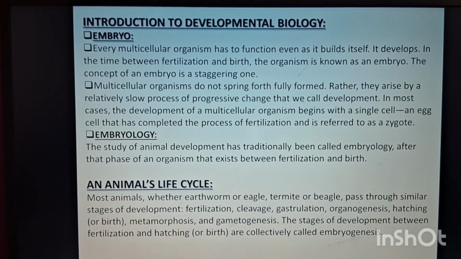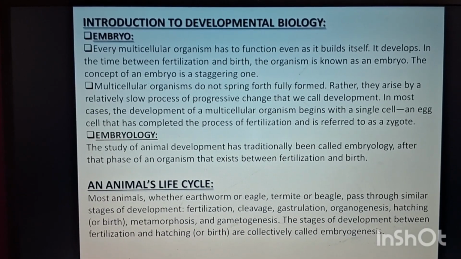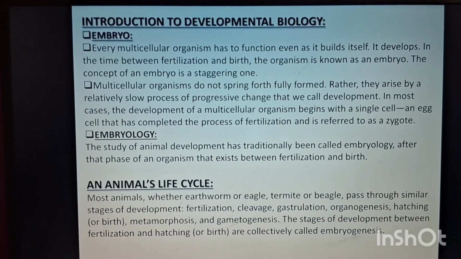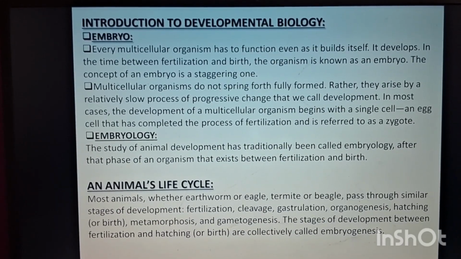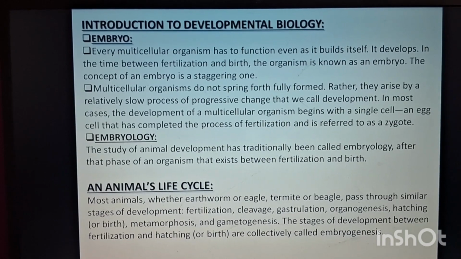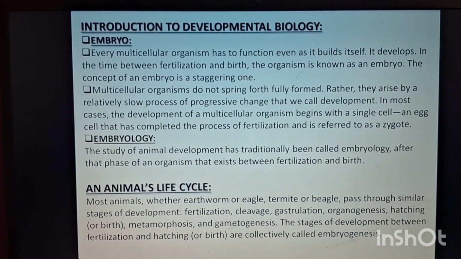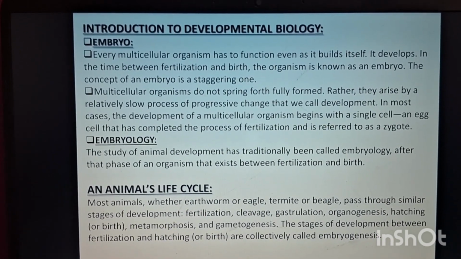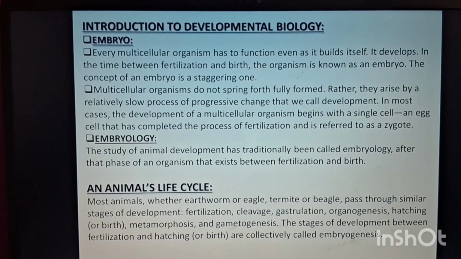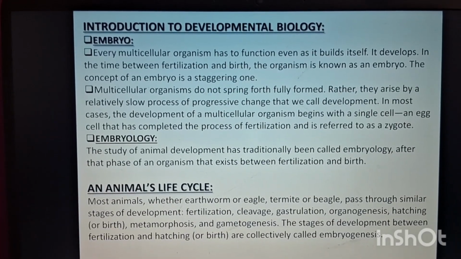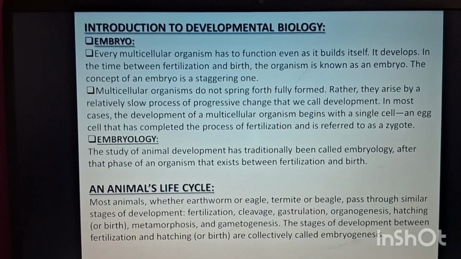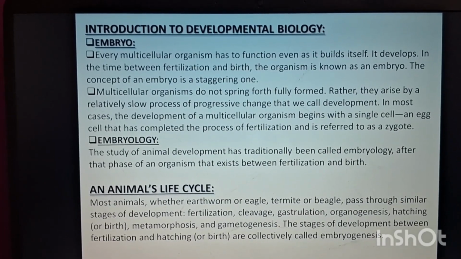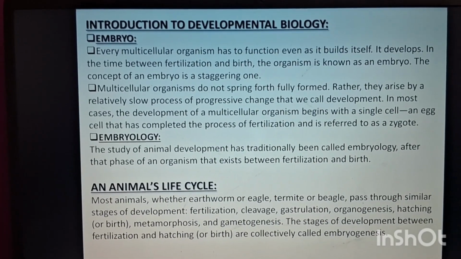Next, an animal life cycle. Most animals, whether earthworm or eagle, termite or beagle, pass through similar stages of development. That is, fertilization first occurs, then cleavage, then gastrulation, then organogenesis, then hatching or birth, then metamorphosis and gametogenesis. The stages of development between fertilization and hatching are collectively called embryogenesis.